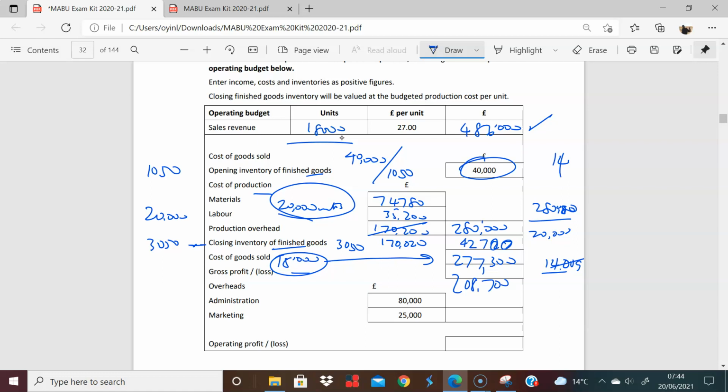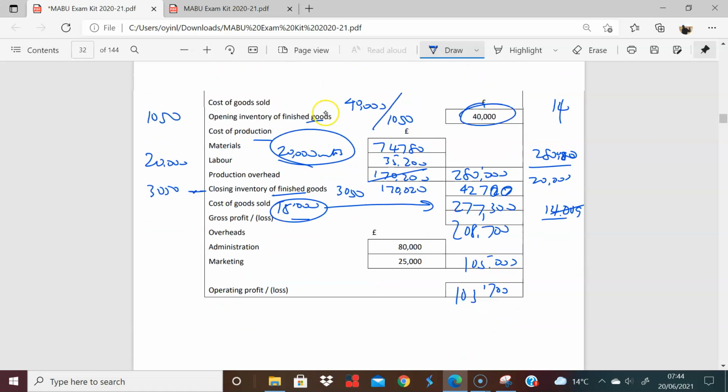Then, of course, I have these two overheads here, which is now 105,000. So 105,000 coming off these is 103,700. There you have that. And so that is your calculation.